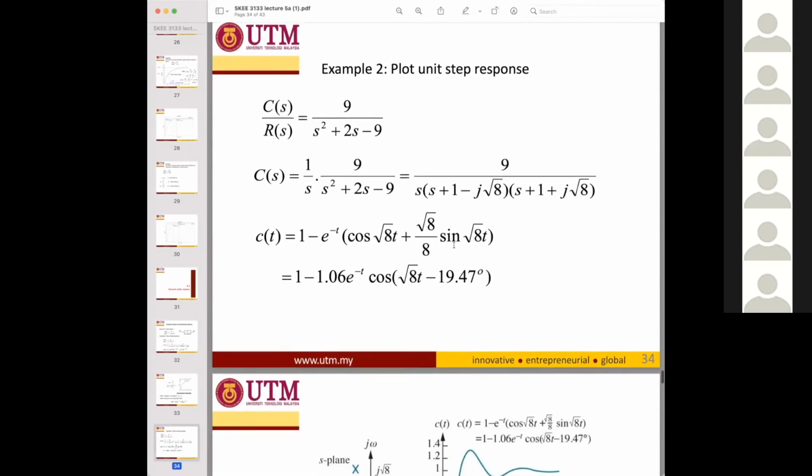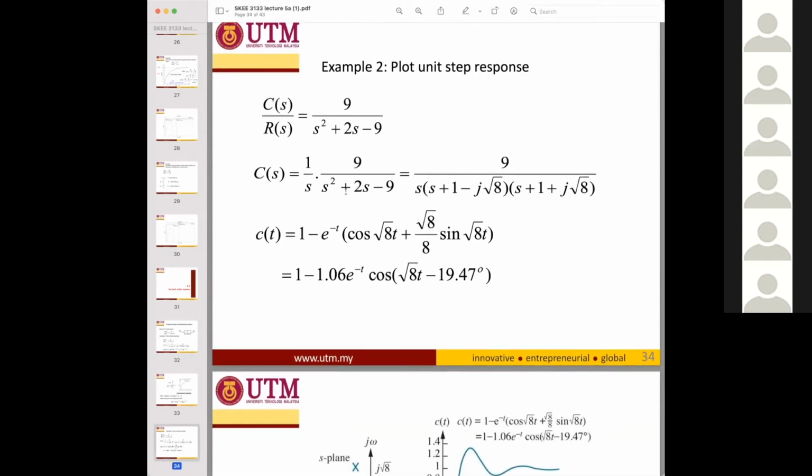Example number 2. You are given C over R, 9 divided by s squared plus 2s minus 9. So what are the roots, Henrietta, for this quadratic equation? Minus 1 plus minus square root of 8. What is the square root of 8? It is 2.83. The other one is minus 1 minus j 2.83.